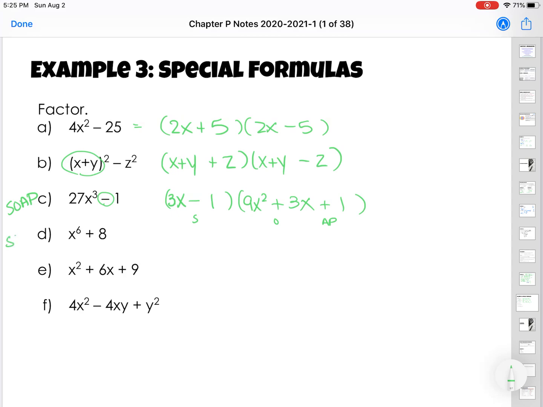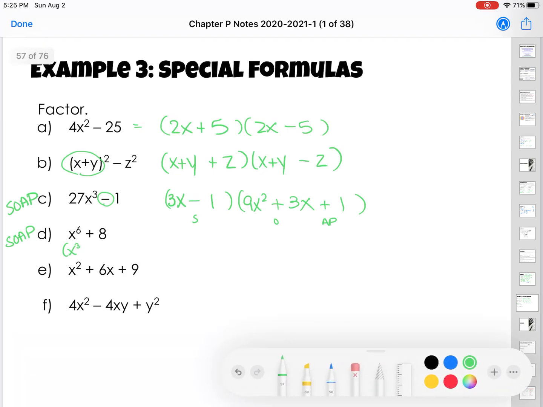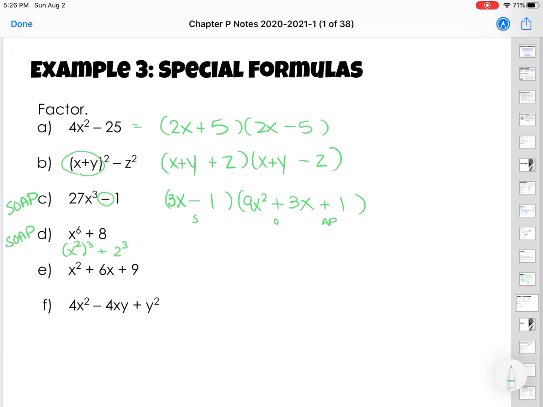The next one is going to be SOAP again. That's a sum of cubes. What I can really think of this as is x squared cubed. And that 8 is 2 cubed. Okay? So again, we're going to remember SOAP. Same sign. So this time it's a plus sign.